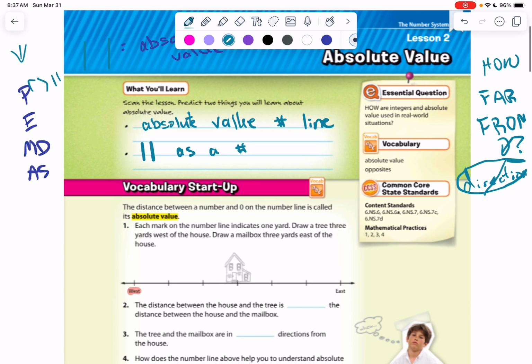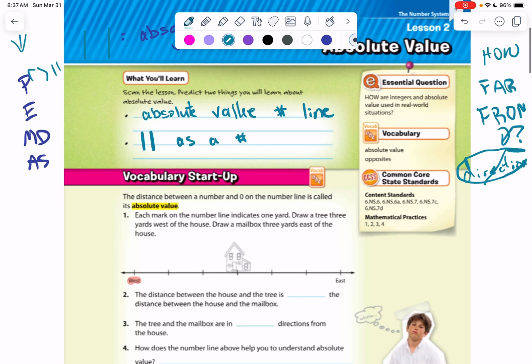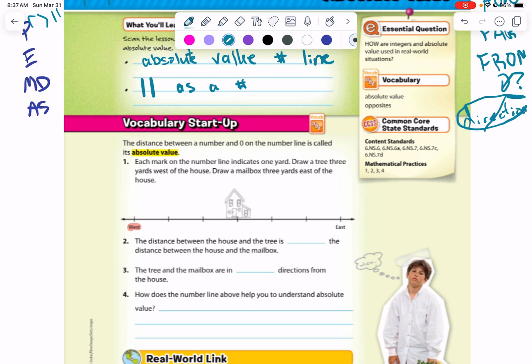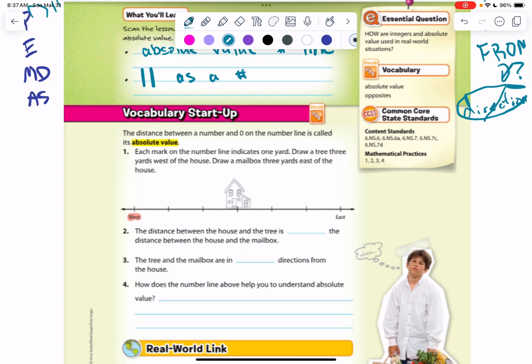So let's first continue thinking about what it means when we say how far from zero with an example like the school here. And here it says, let's say the house is at 0 on the number line. And each mark on this number line equals 1 yard. Okay? Oh, that was interesting. I've never had it do that before.